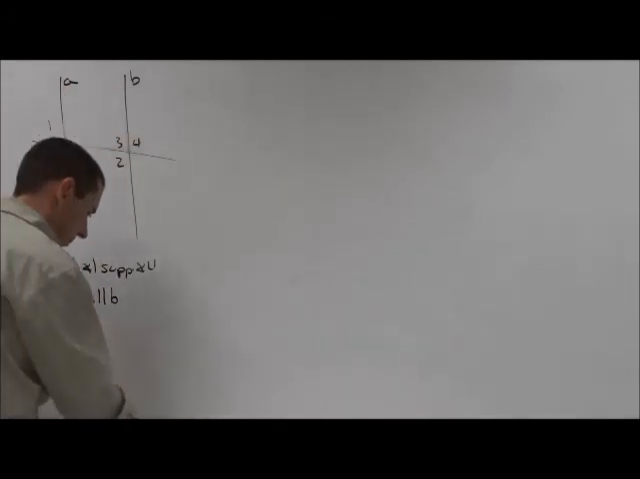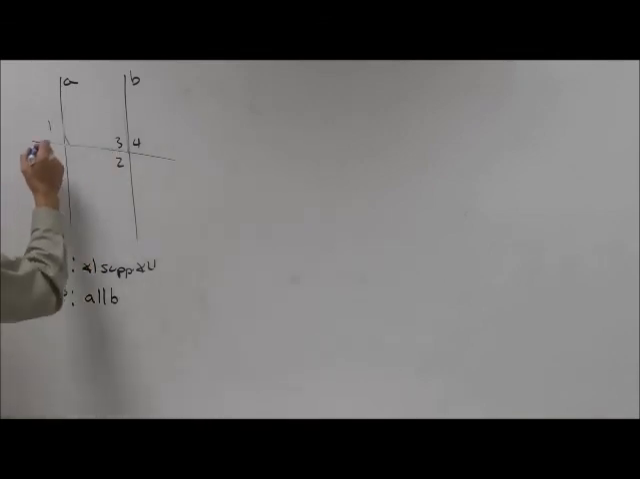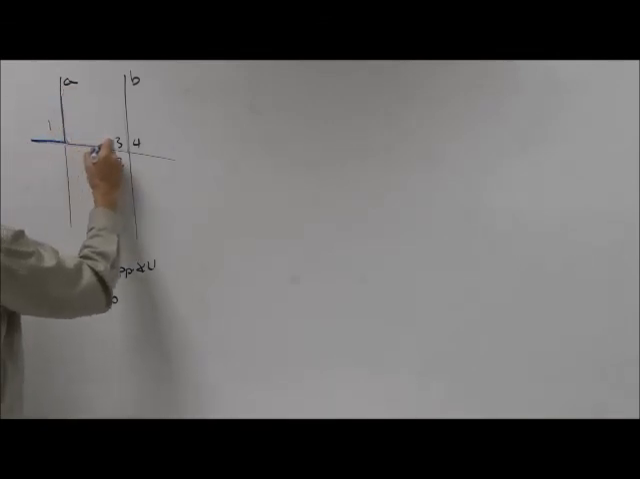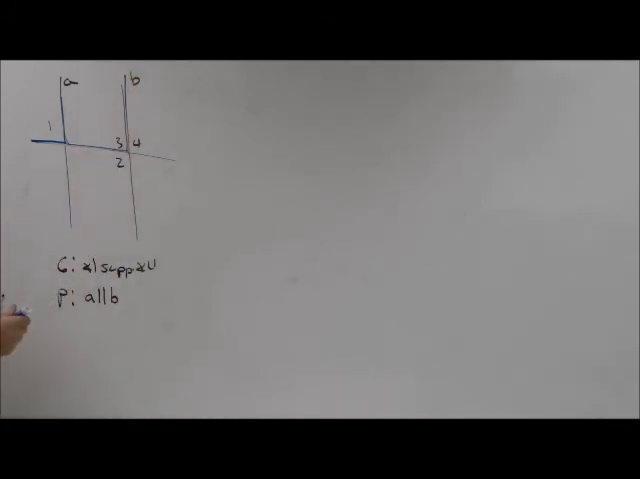That one didn't come out so well. I'm using the wrong blue marker. Let's try the other blue marker. So if I look at angle 1 and angle 3, those are a pair of corresponding angles. If I could show that 1 equals 3, I could then say A is parallel to B. Now, how am I going to do that?